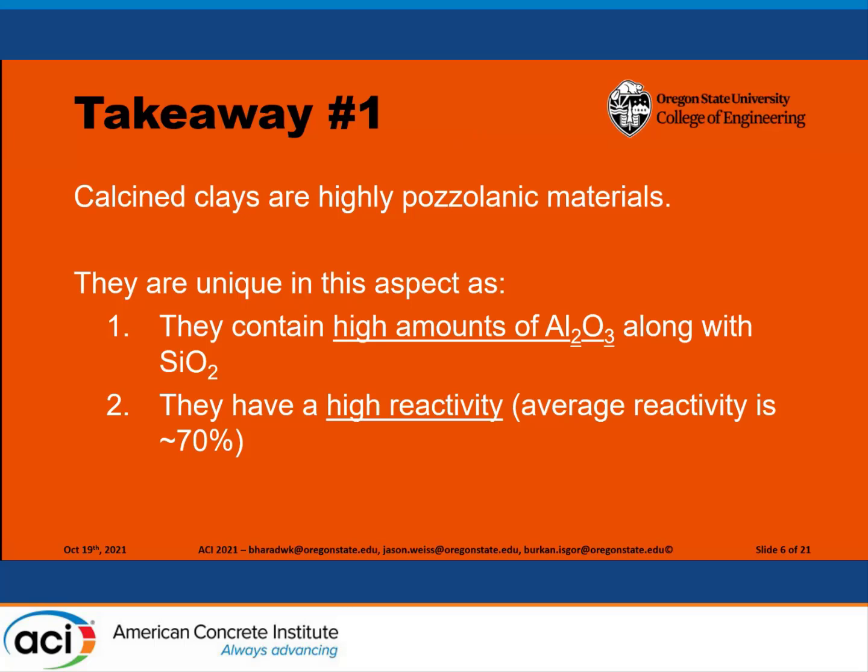So this is the first takeaway from this talk. Calcined clays are highly pozzolanic materials. They are unique in this aspect as they have high amounts of reactive alumina along with the silica, and they have a very high reactivity, with their average reactivity being about 70%.